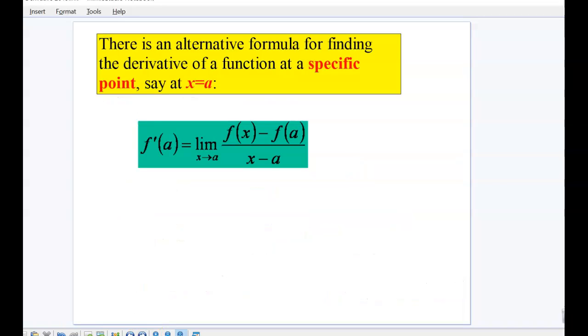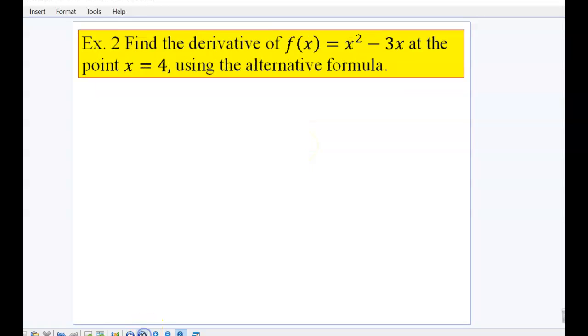There's also an alternative formula for finding the derivative of a function at a specific point, say at x equals a. And this formula is f prime of a is equal to the limit as x approaches a of f of x minus f of a, all divided by x minus a. So let's take a look at an example of the second formula. Say we're asked to find the derivative of f of x, which is equal to x squared minus 3x at the point x equals 4.